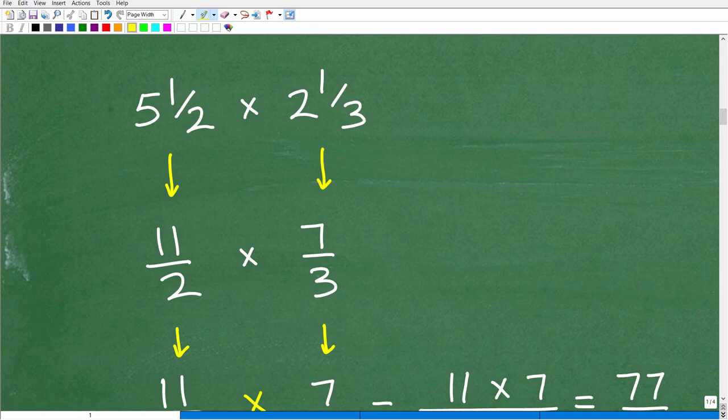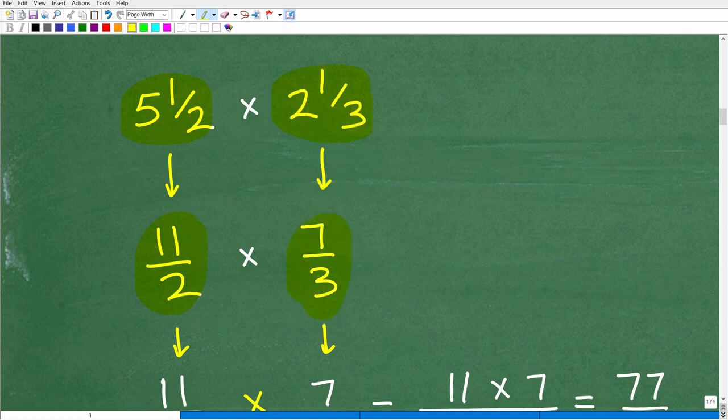Okay, so let's take a look at one more situation, and this is just more review with mixed numbers. So here we have 5 1/2 times 2 1/3. Again, we can't multiply in mixed number form, so we want to change those into improper fractions. So here, this will be 2 times 5 is 10, plus 1, that's going to be 11, or 11 halves. Here, this will be 3 times 2 is 6, plus 1 is 7, or 7/3.